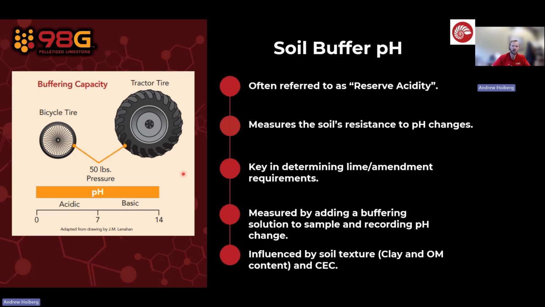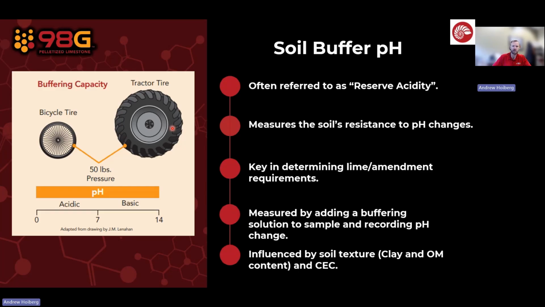So again, this is looking at the reserve acidity, all the stuff that's connected to the soil that doesn't show up in that initial soil pH measurement. But we can think about this with an analogy between two different tires. If we've got these two tires that are representing different soil types, the bicycle tire would be representative of a low CEC soil, coarse textured, sandy textured soil that has a low buffering capacity. The tractor tire is one that's got a lot of organic matter, a lot of clay in it, a real dark, dense soil that has a very large buffering capacity.